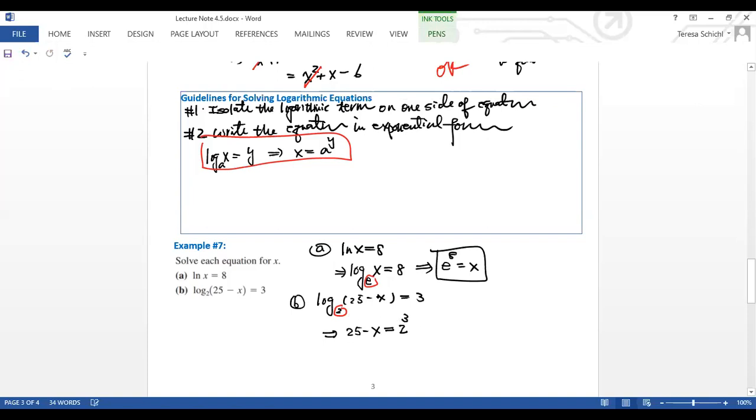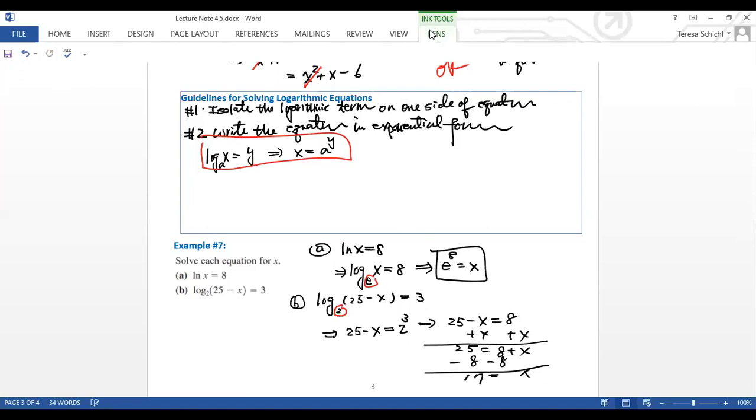Third power. So that means this is 25 minus x equal to 8. Okay, so I add x to both sides. So I have 25 equal to 8 plus x, minus 8, minus 8. So I'm having x equal to what? x equal to 17 here, right?